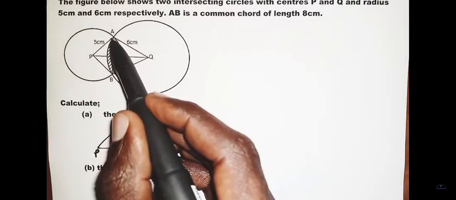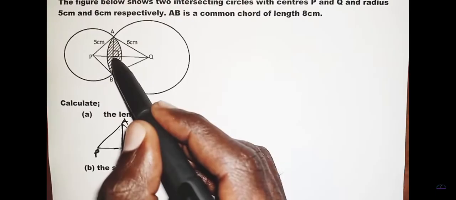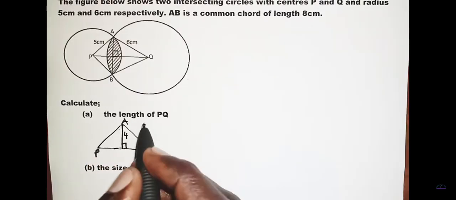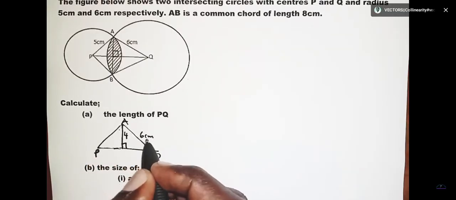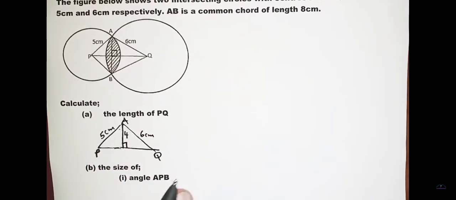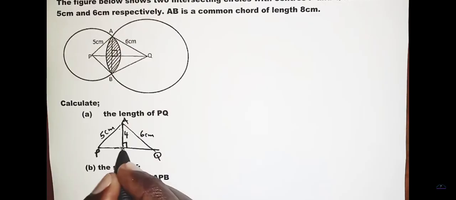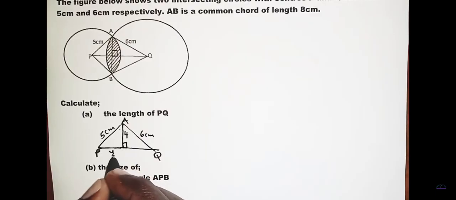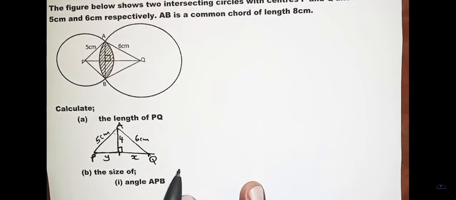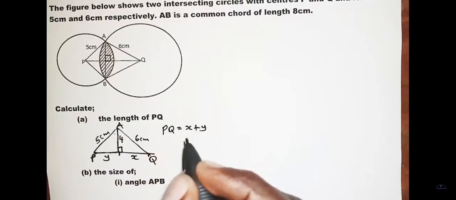So we were told that chord AB is 8 centimeters, and from A up to this point is half AB. So here should be 4 centimeters. AQ is 6 centimeters. PA is 5 centimeters. So we are interested in length PQ, so we are going to divide PQ as follows. So from here up to here, let's have it as Y, and then from this point to this end, let's have it as X. So that PQ will be given as X plus Y.